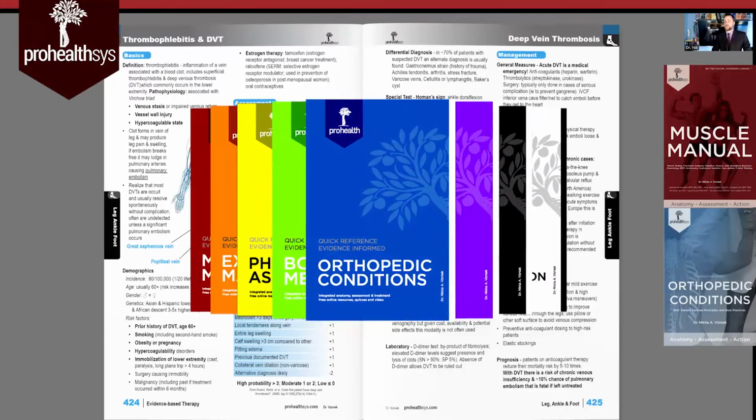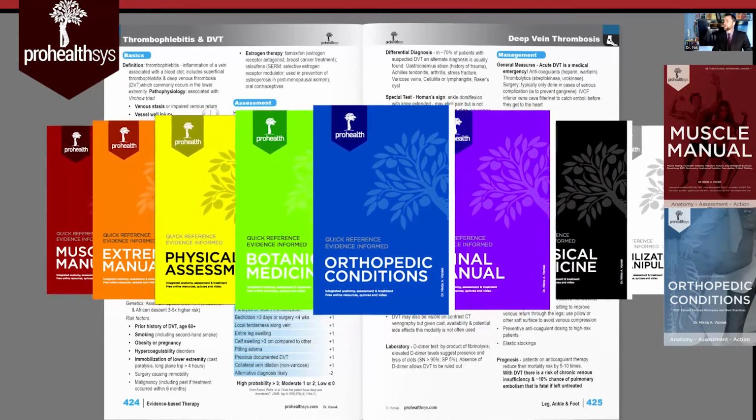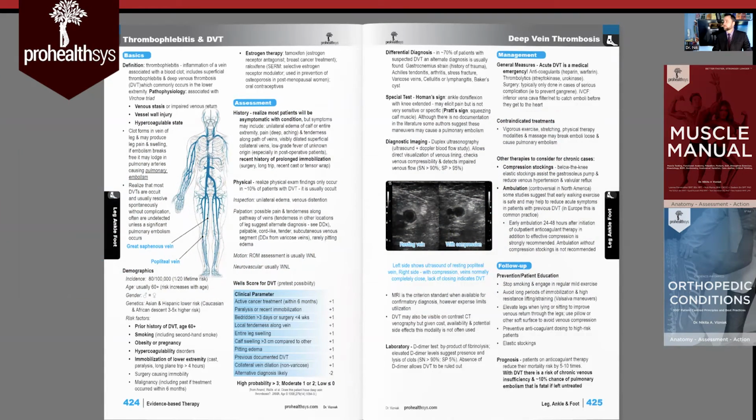We're going to be talking about deep vein thrombosis, but before we do, I've got to get the tunes turned down here. Figure out which window that's on. There we go. All right, so here we are talking about deep vein thrombosis.